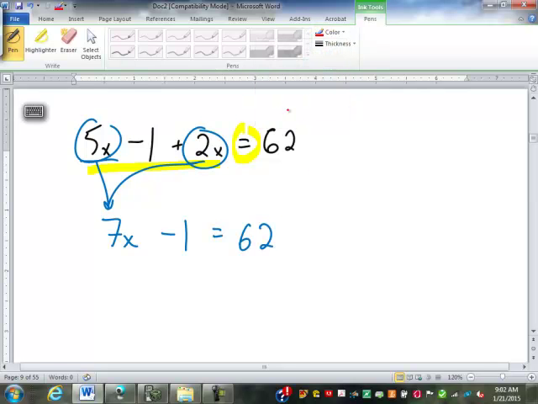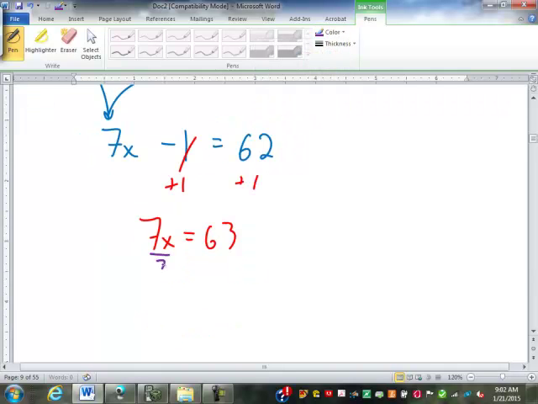Now we can just solve it. What do we have to do? Add 1, 7x equals 63, and divide by 7. x equals, you got it.